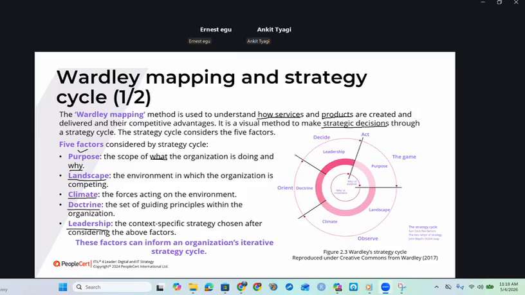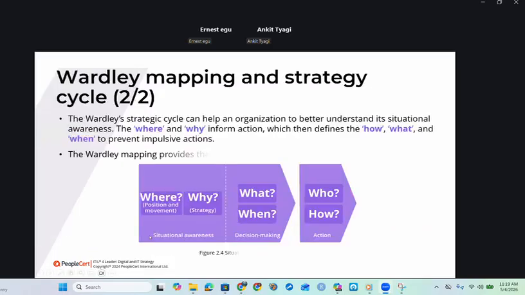So when an organization needs to take a decision in terms of transforming the organization digitally, then they need to look at all these different factors. The Wardley strategic cycle can help an organization better understand its situational awareness, and the where and why inform action, which then defines how and what and when, to prevent any impulsive actions.